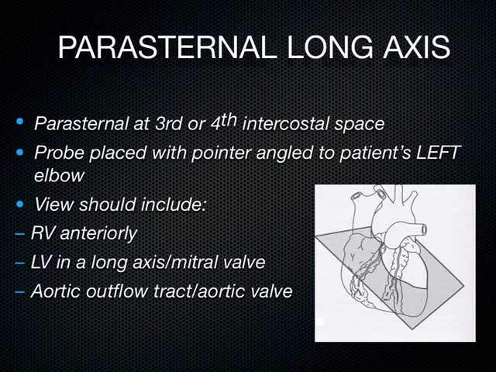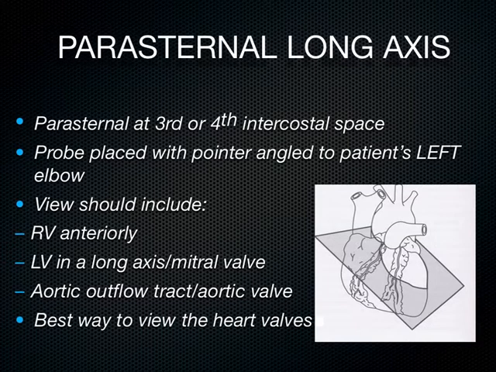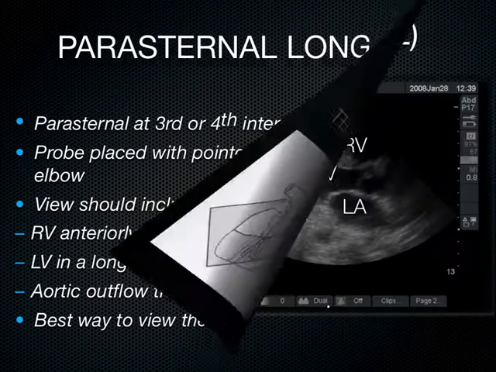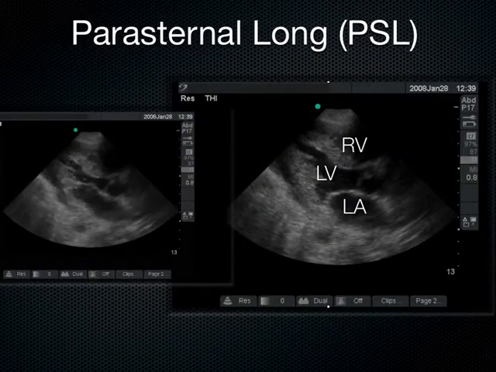You're going to see a 3-chambered view of the heart, the RV, the LV, and the LA. And this is really the best way to make out what the valves are doing. And we spent a lot of time talking about the parasternal long axis at the end of this lecture, which I'm going to jump to here shortly.